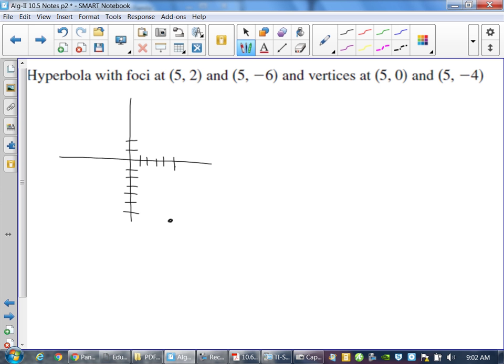So if our foci are here and here, you can tell right away which way it's opening. Up, down. It has to be up, down. Okay. Look.